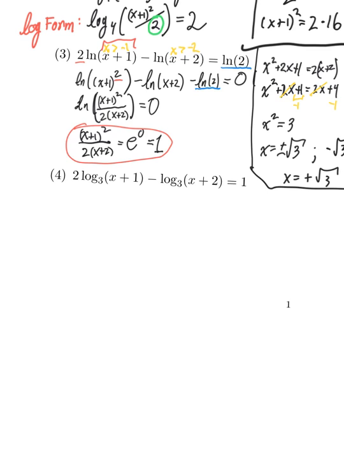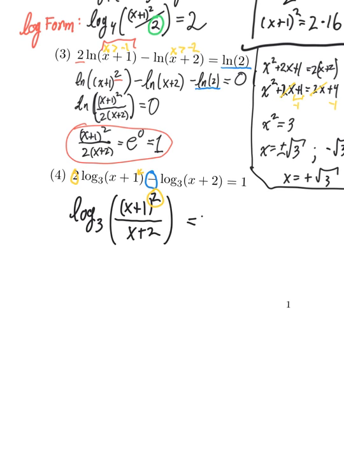Alright, so I'm going to start combining some steps. I see that there's a 2 in front of this log, so I know that I can move it into this exponent. I also see that there's some subtraction. That subtraction will become division. So this will give me the log base 3 of (x plus 1) squared, where this 2 is the 2 that's circled in gold, divided by (x plus 2) equals 1. So I've just combined all the logs into a single log.